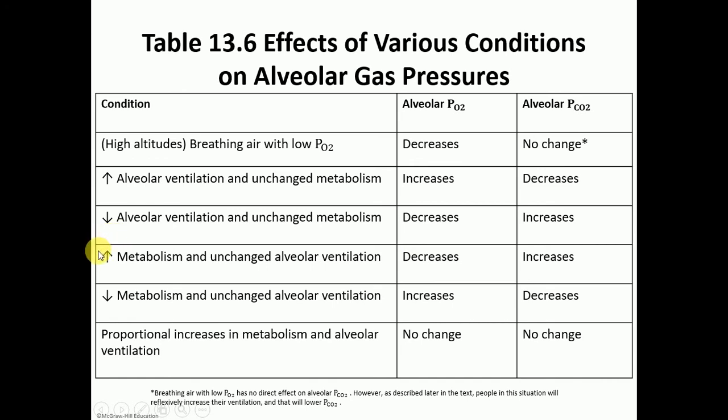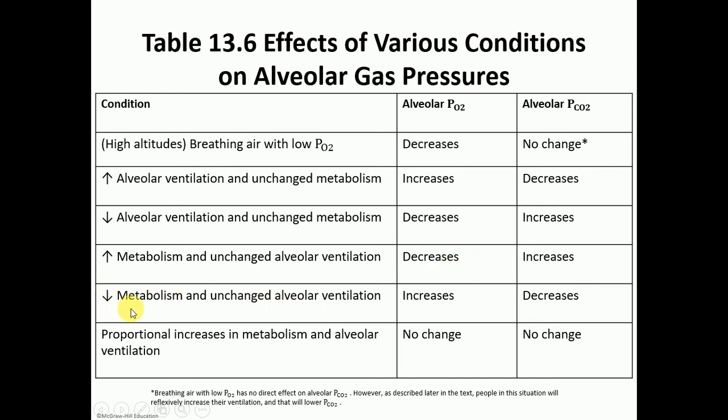Now, this other scenario is where there is an increase in metabolism with an unchanged alveolar ventilation. So you want to think of somebody that has hyperthyroidism. These hyperthyroid patients have an increase in their metabolic rates, but they are not hyperventilating. So now they have increased metabolism and throughout all of their cells they're producing lots of CO2, but there is no change in alveolar ventilation rates. So their CO2 is going to increase while their PO2 is going to decrease in the alveoli.